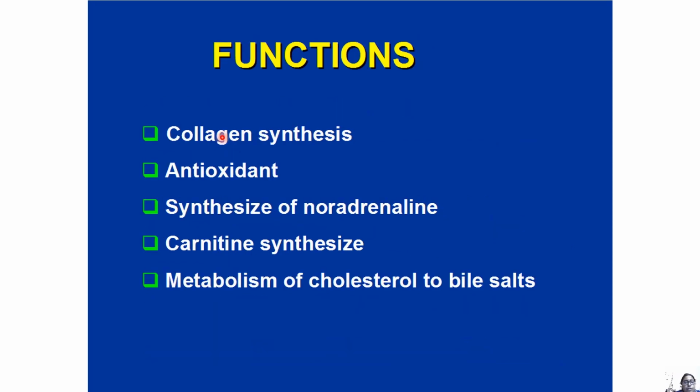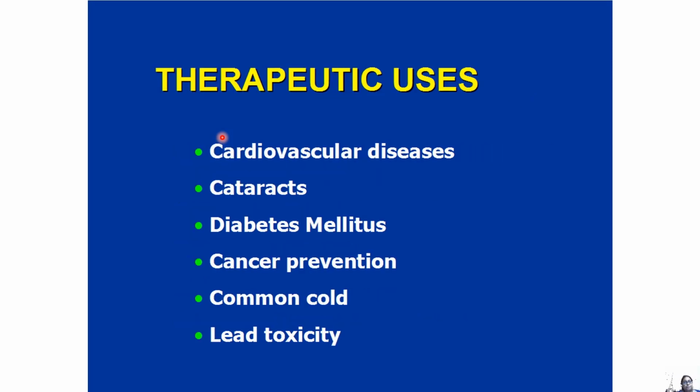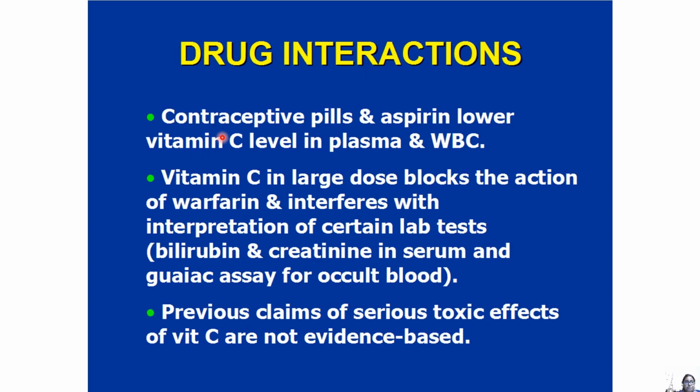So what are the functions? Collagen synthesis, antioxidant, synthesis of noradrenaline, carnitine synthesis and metabolism of cholesterol to bile salts. If we talk about vitamin C deficiency, severe deficiency can lead to scurvy with the following manifestations: bleeding and bruising easily, hair and teeth loss, joint pain and swelling, fatigue and lack of concentration. Therapeutic uses can be cardiovascular diseases, cataracts, diabetes mellitus, cancer prevention, common cold, lead toxicity, etc.